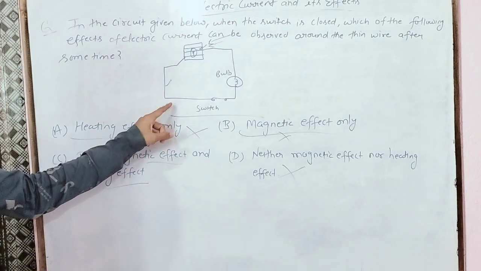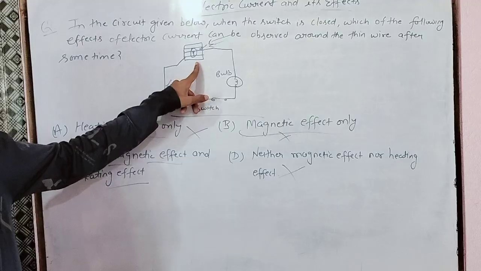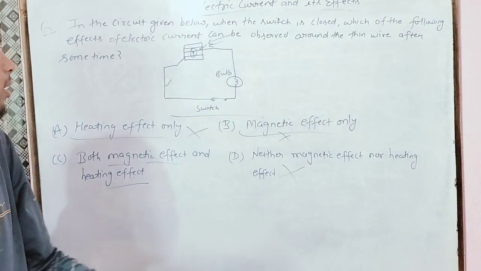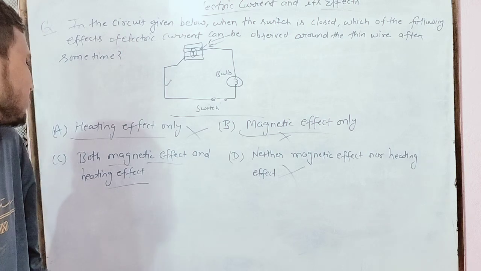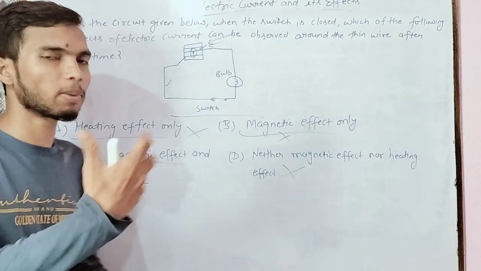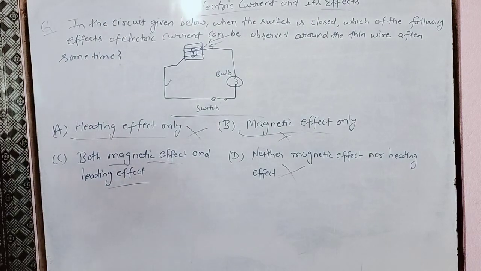Here this wire, of course, after some time will produce a heating effect. Here this enclosed wire is working as a magnetic effect, and this magnet is behaving like the current, like the electricity. Next question.